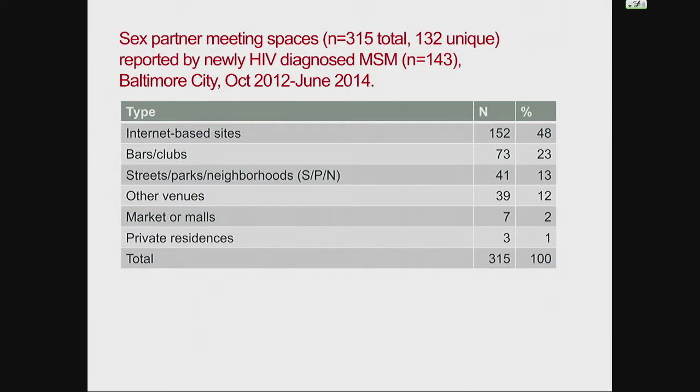I should mention, because this always comes up as a question, we had specific places reported. We then typologized these places. So we looked them up, we geocoded them to find out what types of places they were. Were they a bar? Were they a club? We were able to identify 99% of them, which was pretty amazing, except for those that were totally unidentifiable, like a private residence. Then there were other venues, and markets and malls was another typology, and private residences.